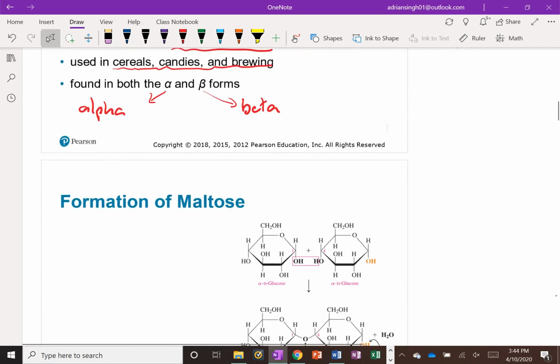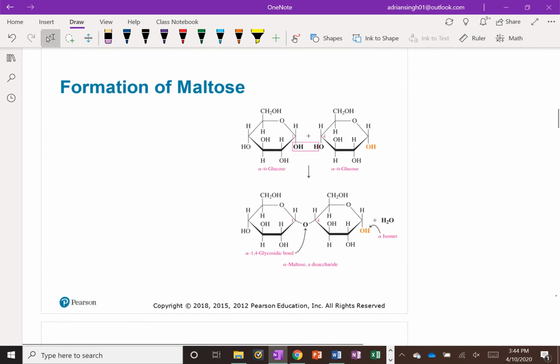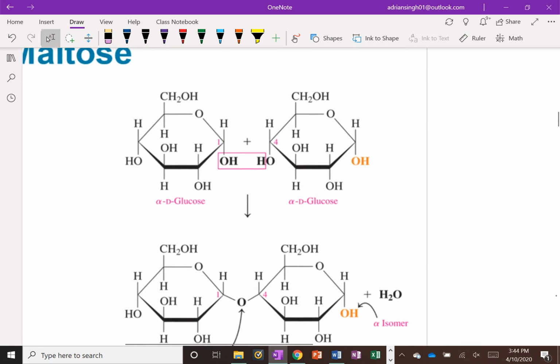So let's take a look at how maltose forms in the first place. So we said it's made up of two glucose molecules. So on the left side here, we have one alpha D glucose, and on the right side we have another alpha D glucose. So let's revisit that really quick. So we said that it is alpha because the OH on carbon 1 is pointing down, right? That's what makes it alpha. And then what makes it D, right, was the fact that the OH, the hydroxyl group, was pointing to the right in the open chain form. So we have two of these alpha D glucose units.